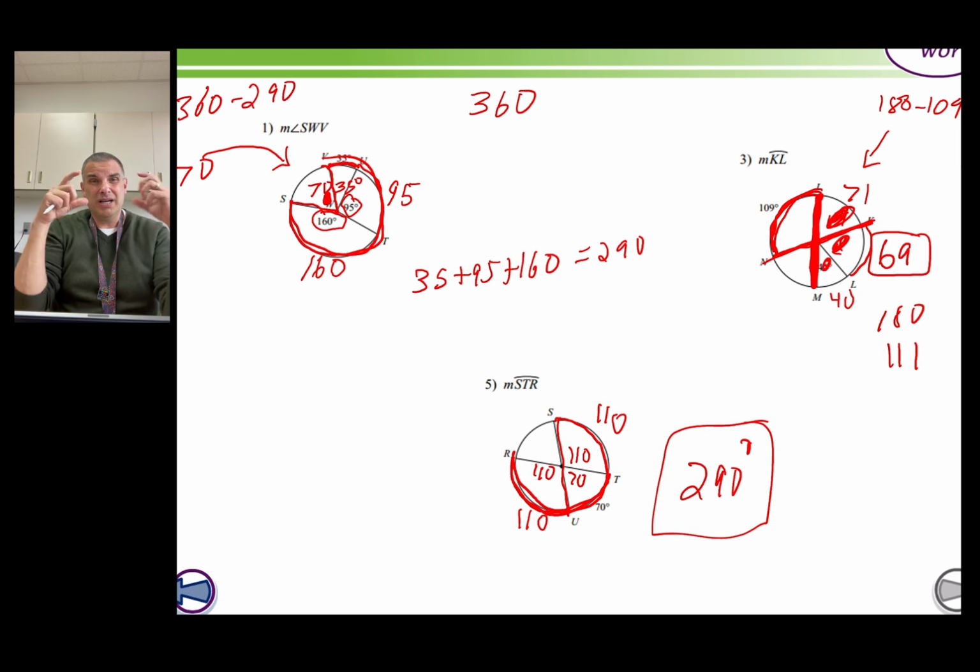Okay, so keep in mind when you're doing these central angle ones, the measures of the central angles and the arcs are exactly the same. You've got to do some adding up. Remember, the diameters are 180 degrees. The full way around a circle is 360 degrees.